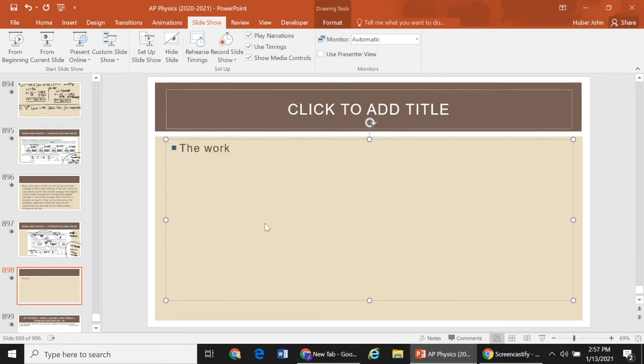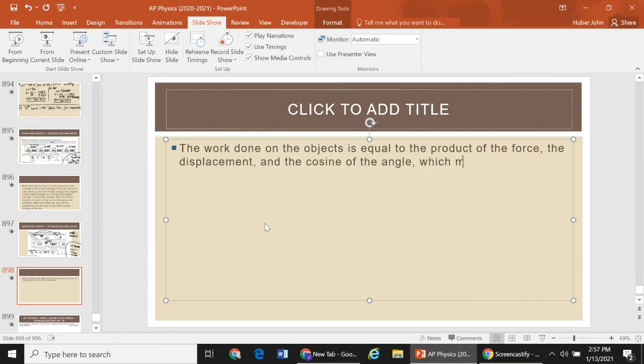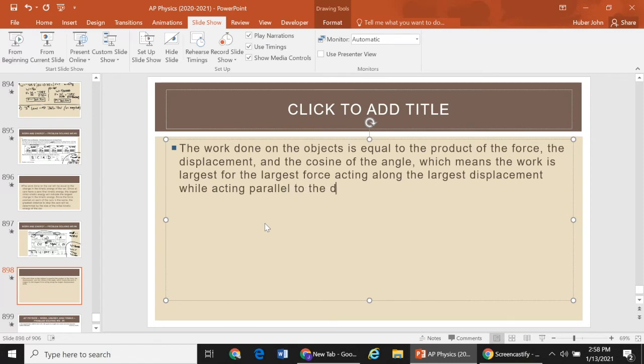And so we can just say the work done on the object, or objects, is equal to the product of the force, the displacement, and the cosine of the angle, which means the work is largest for the largest force acting along the largest displacement while acting parallel to the displacement.